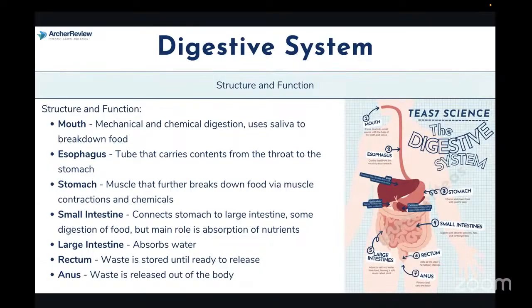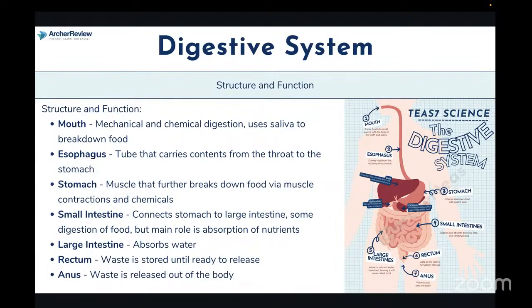All right, let's talk more about structures beyond the mouth because we know when it comes to the digestive system, food and drink enters your mouth, but then it exits through the anus and it's a whole pathway to get to that point. So, beginning with the mouth, we've got mechanical and chemical digestion. And we said we use saliva to help break down that food.